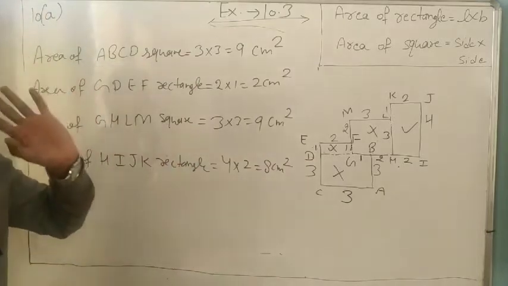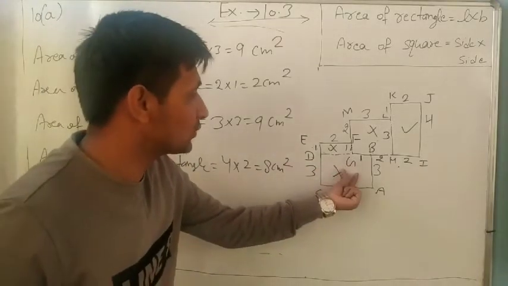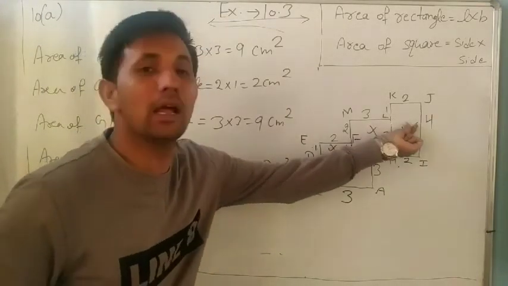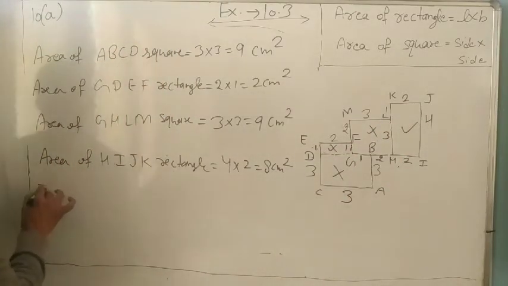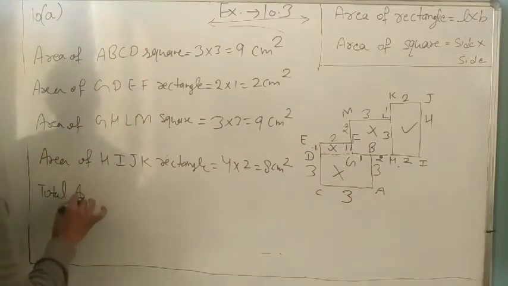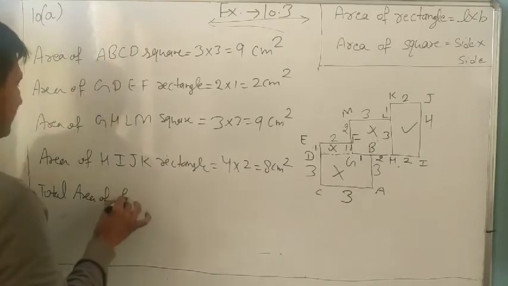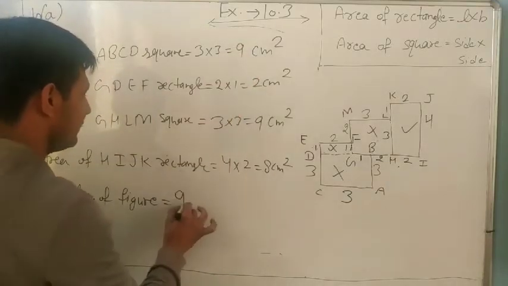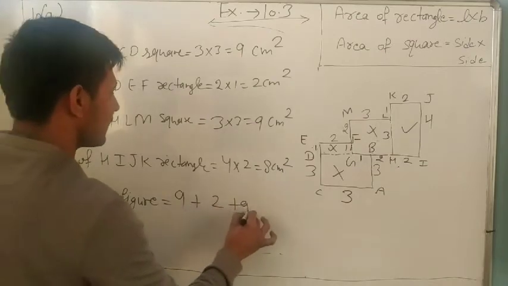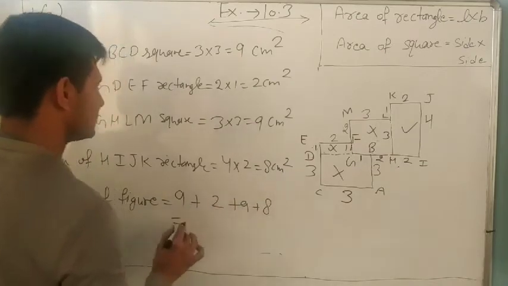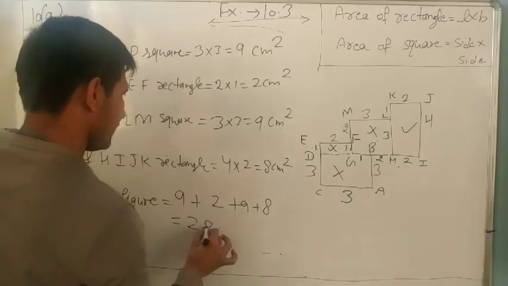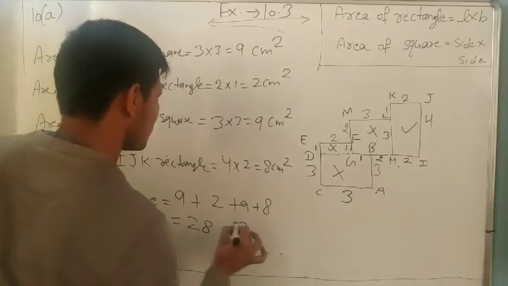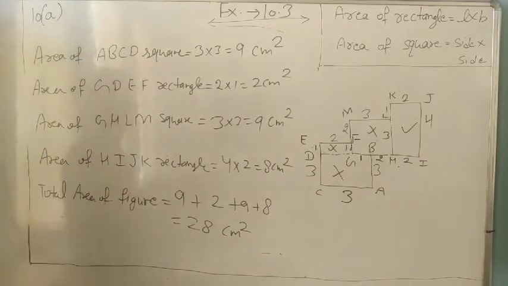And we have to find the total area. So total area is this one plus this one plus this one plus this one. Right? Total area of the figure. How much? 9 plus 2 plus 9 plus 8. How much? 28 centimeter square.